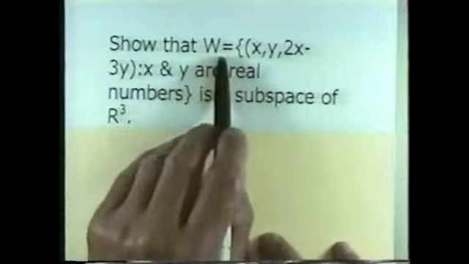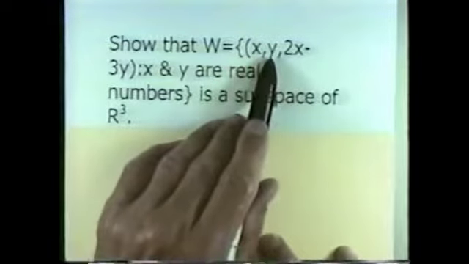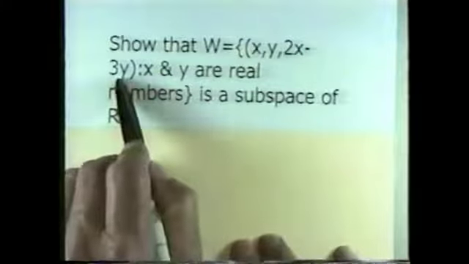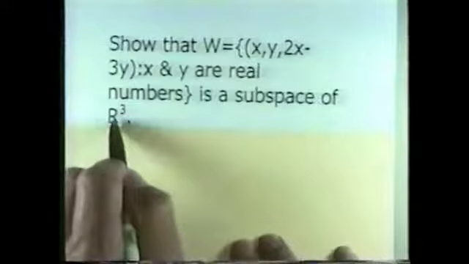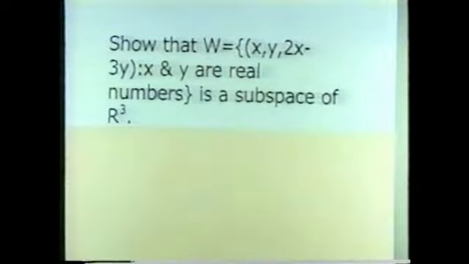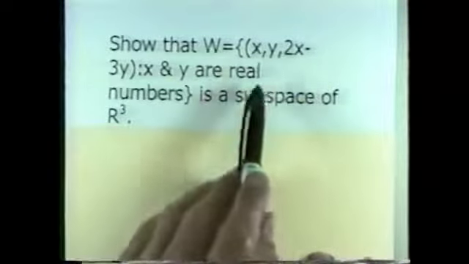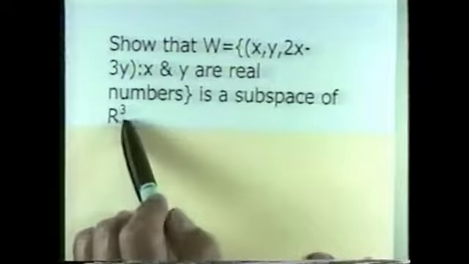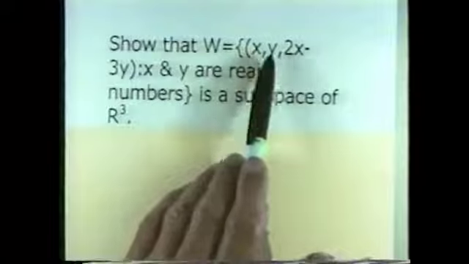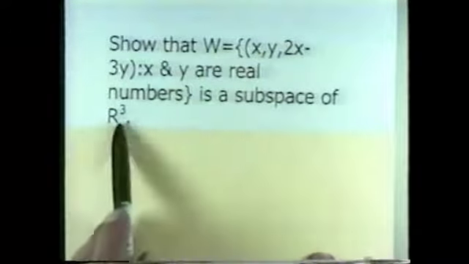Show that the set W equal to the set of all ordered triples (x, y, 2x minus 3y) for x and y real numbers is a subspace of R cubed. Well, obviously W would be a subset of R cubed because R cubed consists of ordered triples. W consists of ordered triples, so W is obviously a subset of R cubed.